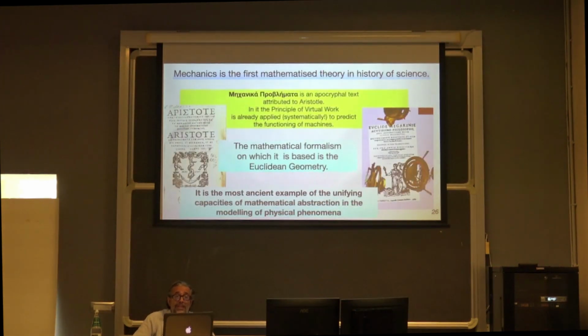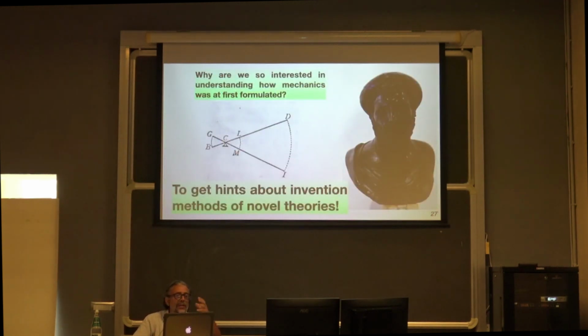Mechanics is the first mathematized theory in the history of science. Mechanica Problemata is an apocryphal text attributed to Aristotle. In it, the principle of virtual work is already applied systematically to predict the functioning of machines. The mathematical formalism on which it is based is Euclidean geometry. This is a unifying theory. Okay?